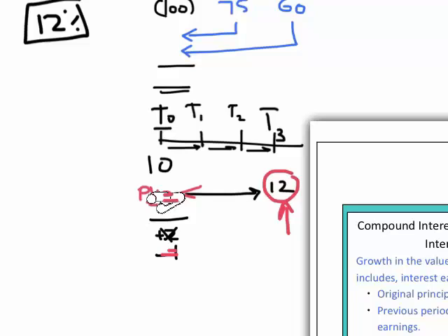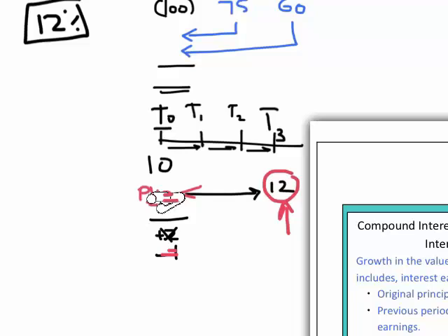So 3 is N. Okay. 12 is FV. Press 12 and then FV. 12 is the future value. Now for the interest rate, we do not have to use 0.12. No, we do not have to.